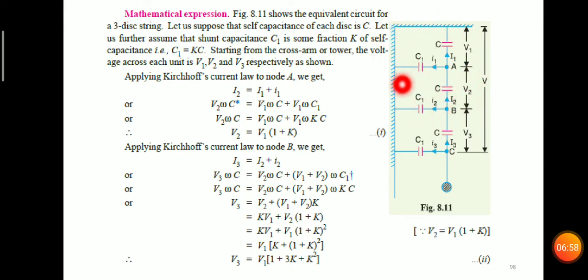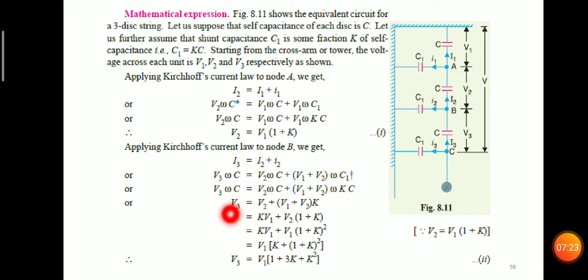This is ground potential here. So at point B the potential is V1 plus V2. So the voltage across capacitance C1 is V1 plus V2, and I2 is (V1 plus V2) into omega C1. So V3 omega C equals V2 omega C plus (V1 plus V2) into omega Kc.